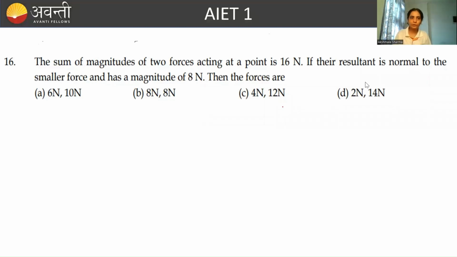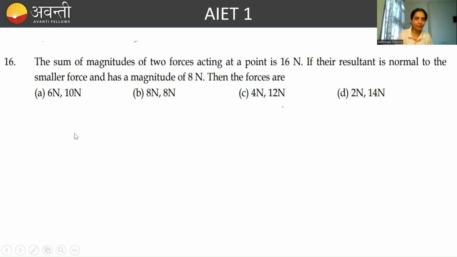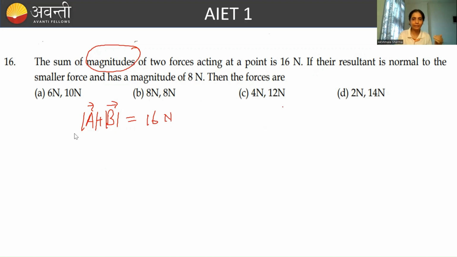So in this question, what is given? It's given that the sum of magnitude of two forces is 16 Newton. Done. And the resultant is normal to the smaller force. So let's first crack the first line. That is sum of magnitude it is telling. So if A and B are two forces, it means modulus of vector A plus modulus of vector B is equal to 16 Newton.